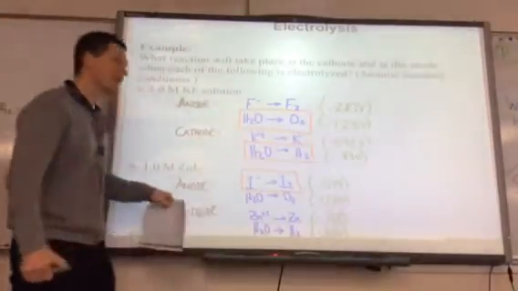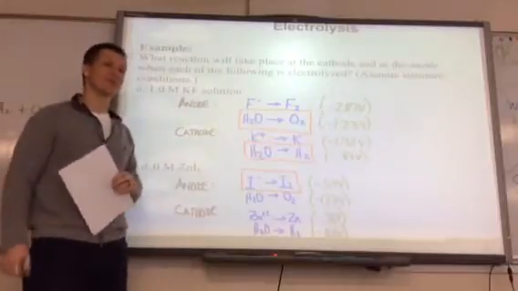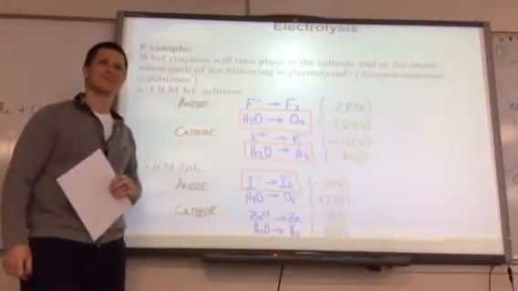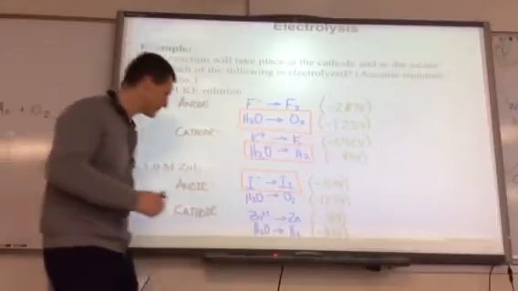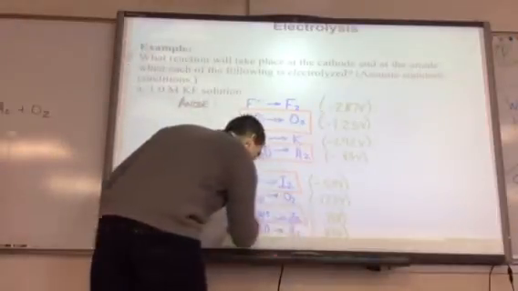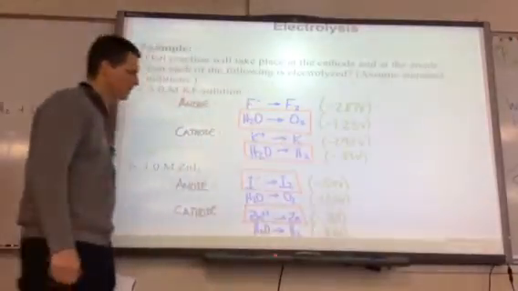Yeah. And what about at the cathode? What would you observe at the cathode? Zinc. Yeah, you'd get zinc plating itself onto the electrode. Yep. Because this one is more positive than that one.